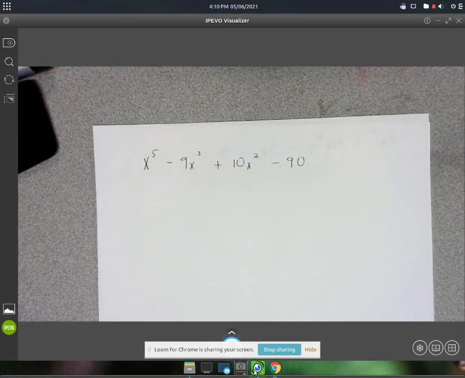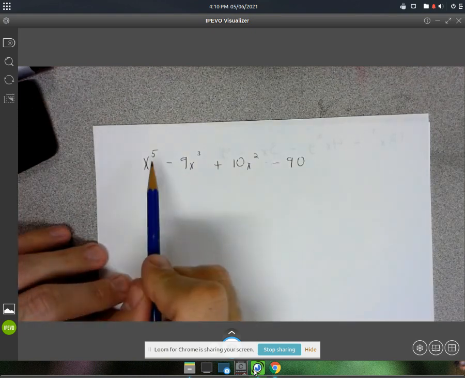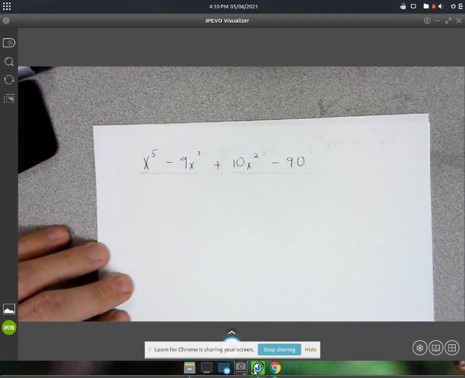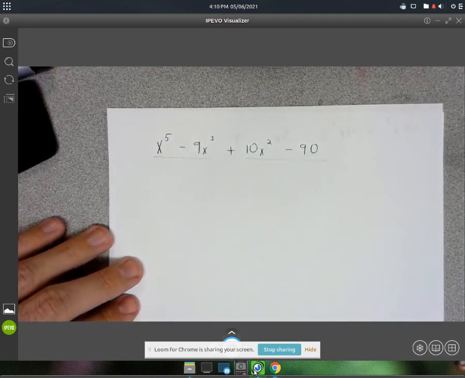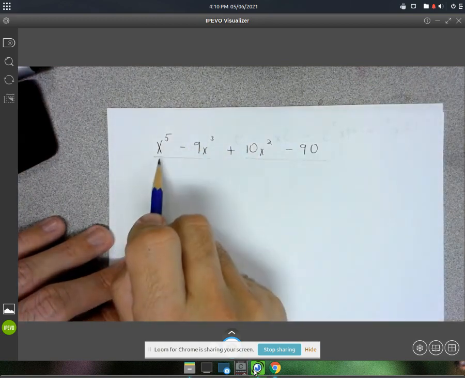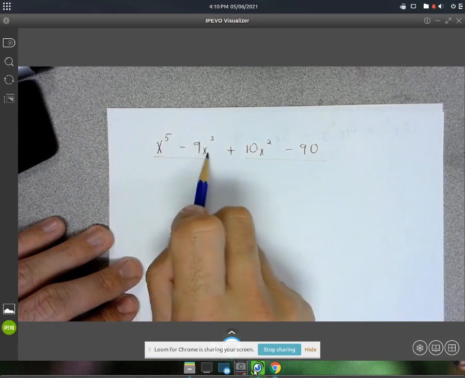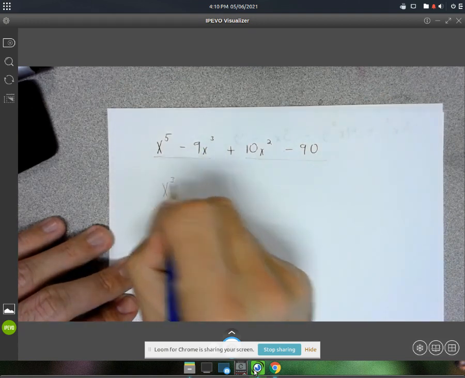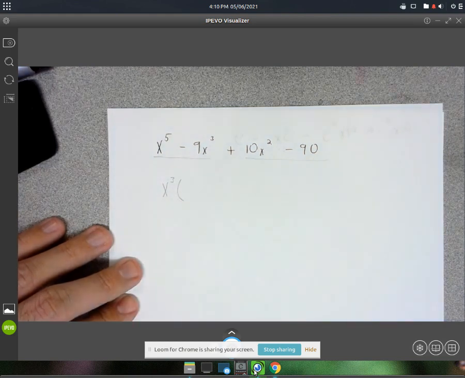All right, some more factor by grouping examples. The trick here is just look at your left half and consider this your right half. You want to factor out the greatest common factor of each half. So the left half over here, they have an x cubed in common, so x cubed will be what I factor out here.